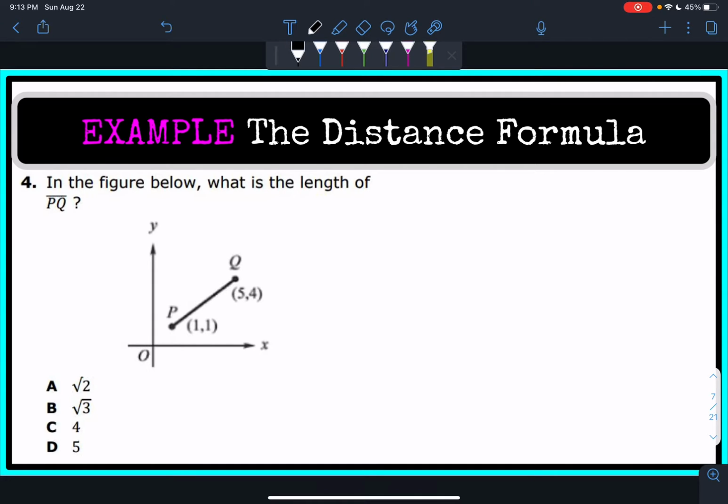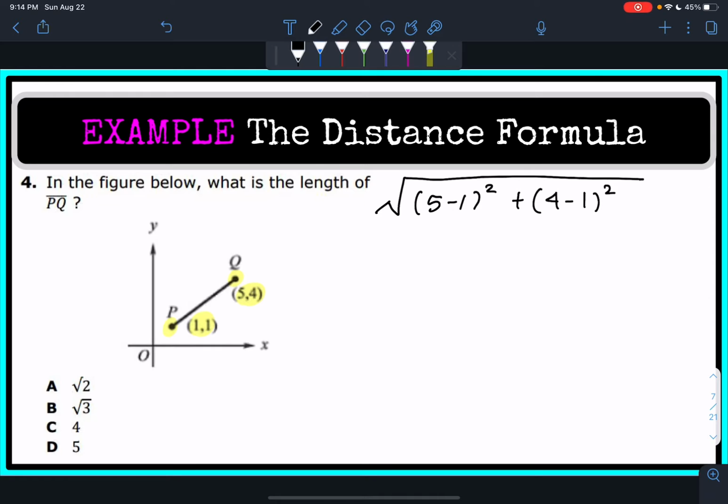Here we want to know the length of PQ. So we're trying to find the length of PQ. But again, we use our distance formula to figure out the length of a line segment, or the distance between 2 points. Since they're giving us the x and the y value of our point, we're going to use again the same formula as before. So we're going to have 5 minus 1, raise that to the second power. 4 minus 1, and raise that to the second power. And again, that will give us the distance between those two highlighted points.